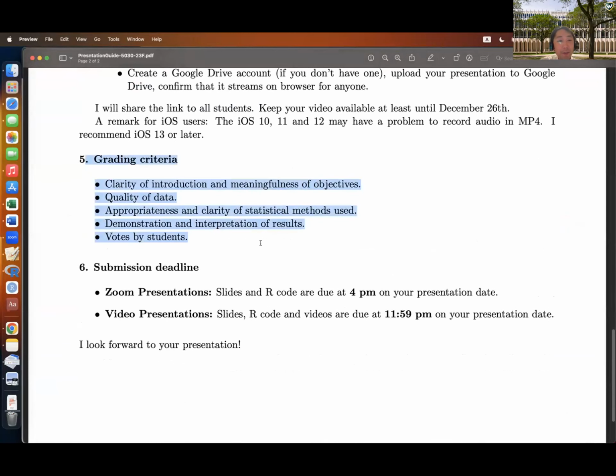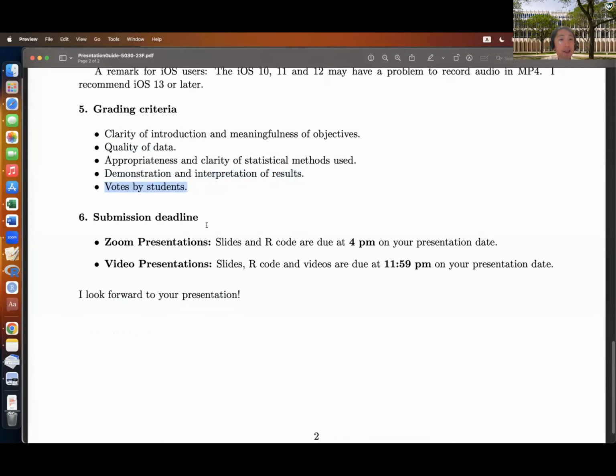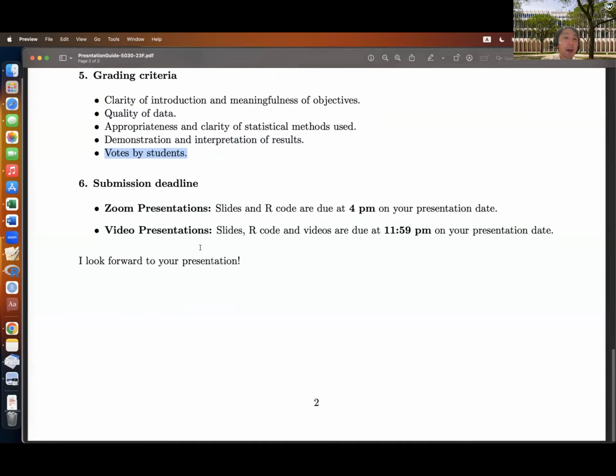Grading criteria of the presentation: the clarity of introduction, meaningfulness of objectives, and quality of data, and appropriateness and clarity of statistical methods used, and the demonstration and interpretation of results, and the votes by students. So these 5.